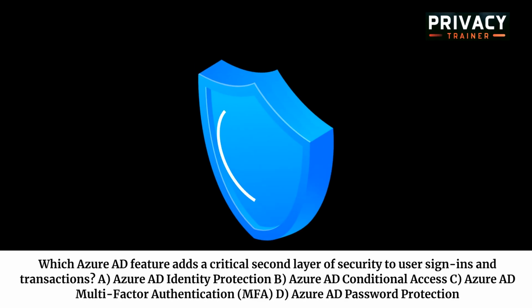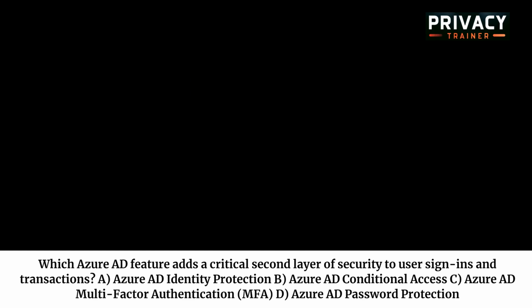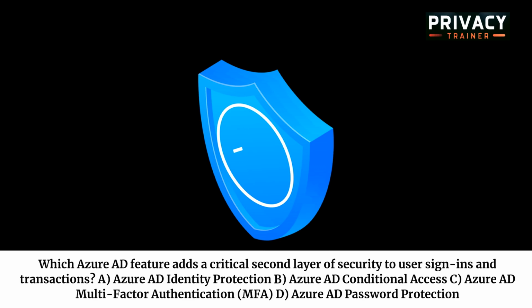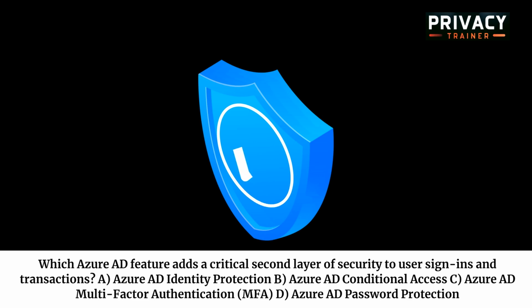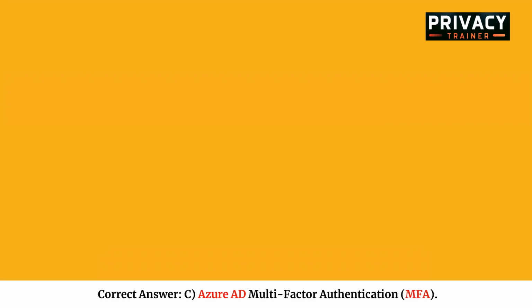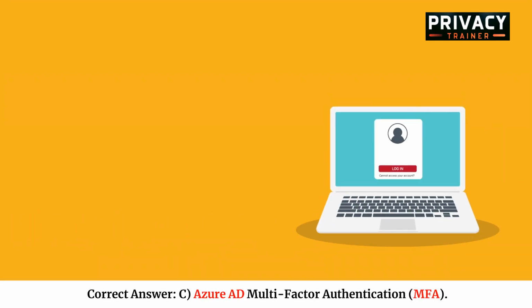Which Azure AD feature adds a critical second layer of security to user sign-ins and transactions? A. Azure AD Identity Protection. B. Azure AD Conditional Access. C. Azure AD Multi-Factor Authentication (MFA). D. Azure AD Password Protection. Correct answer: C. Azure AD Multi-Factor Authentication (MFA).